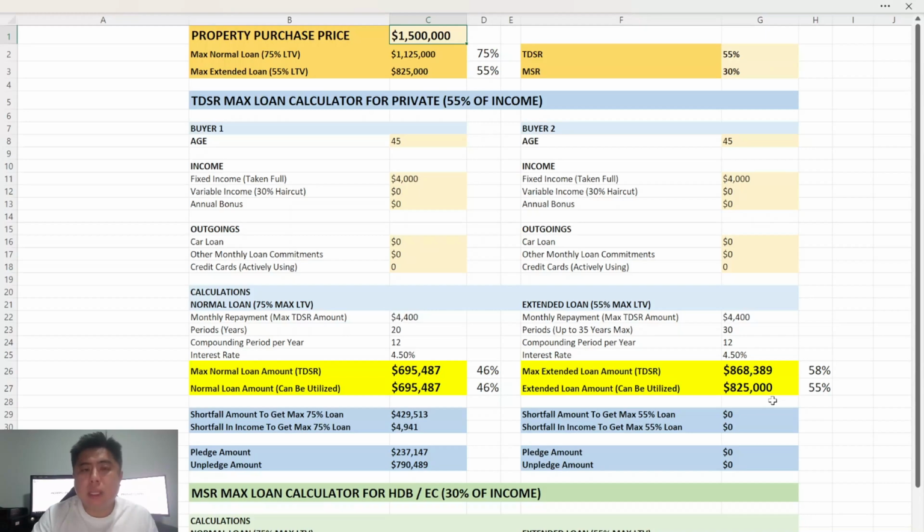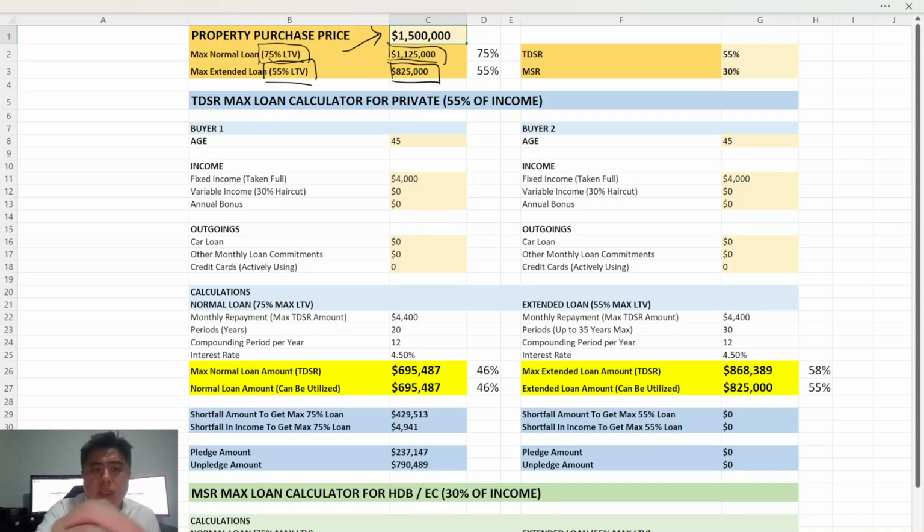Okay, so now you're looking at this Excel, and I'll be giving you 2 examples so that you can understand what I went through just now. Okay, so take for example, now we are looking to buy a property of 1.5 million, and then based on normal loan, usually people will want to get 75% loan, which is 1.125 million worth of loan. Okay, and then this 55% over here is if let's say you were to go for extended loan, the max loan that you can get based on extended loan will be 825,000.